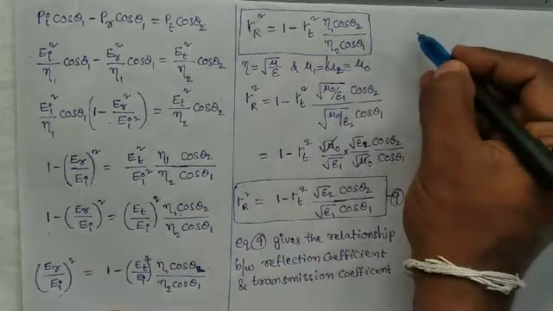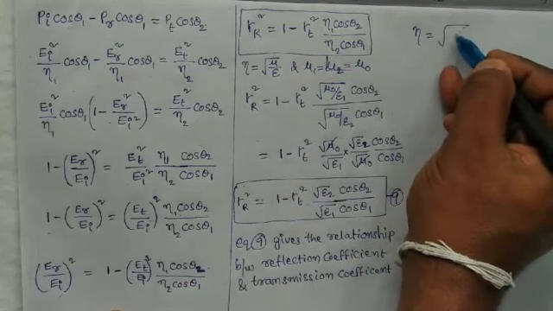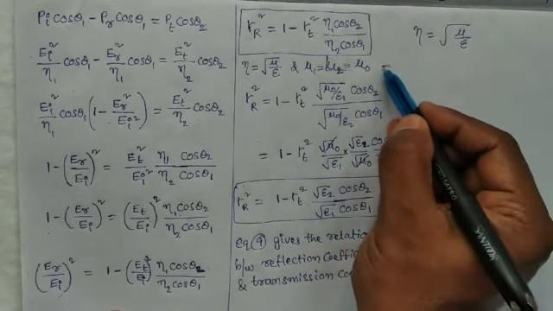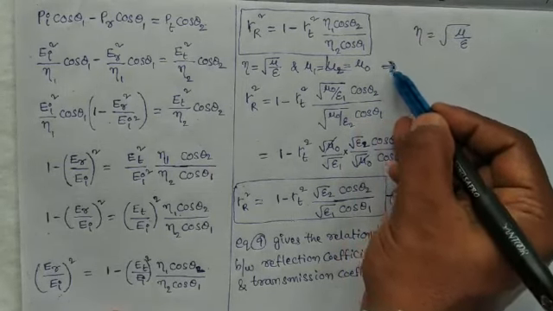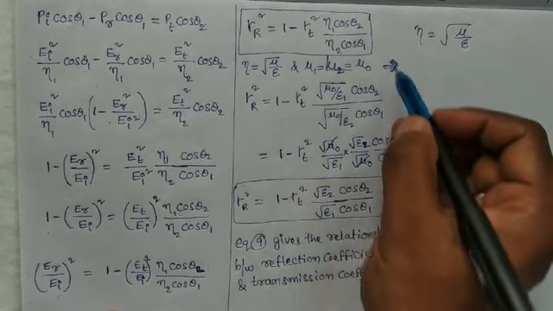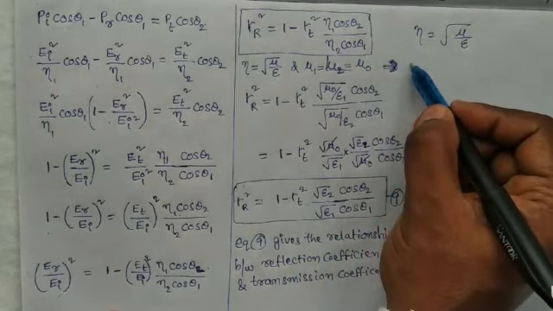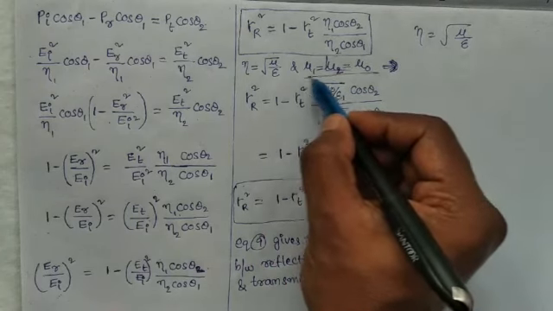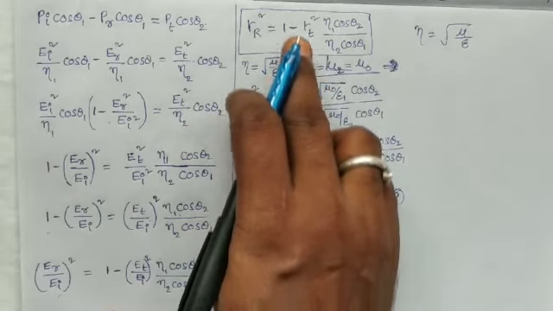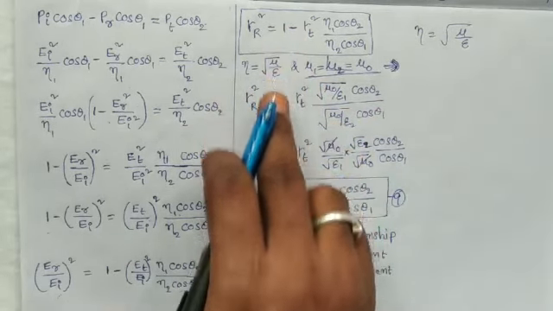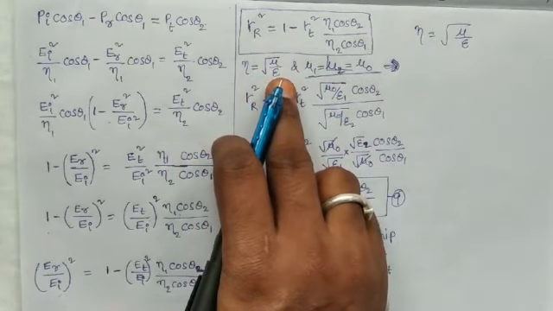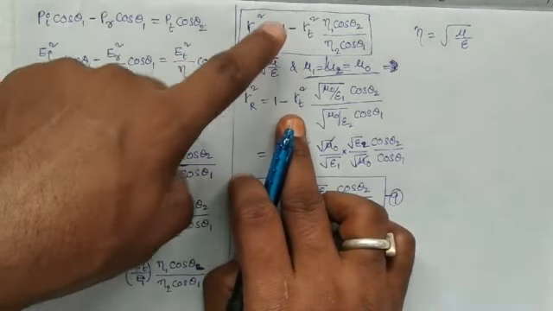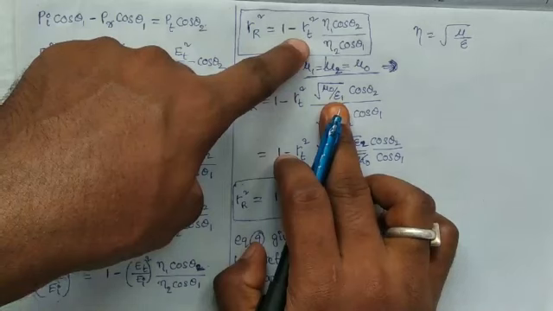We know the eta value: eta is equal to the square root of mu by epsilon. For dielectric mediums, practically mu 1 and mu 2 are equal to free space, that is, mu naught. Here we are expressing the above equation in terms of epsilon.